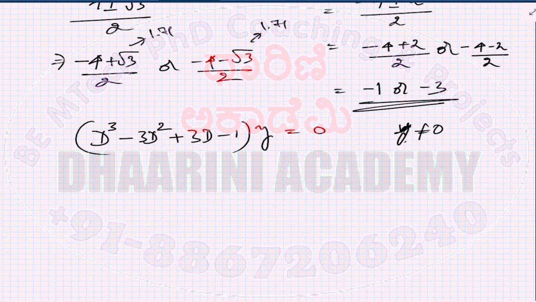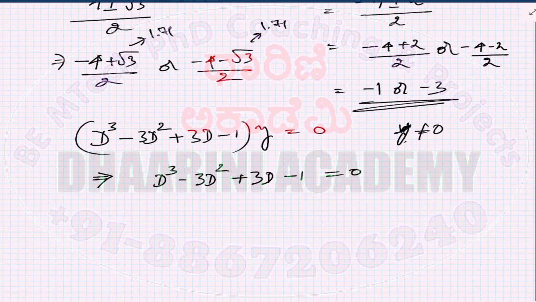In every problem, this will be equal to 0 in that case. So because of that, for that reason, y cannot be equal to 0. So when y is not equal to 0, we will write the other term equal to 0. D cube minus 3d square plus 3d minus 1 has to be equal to 0.